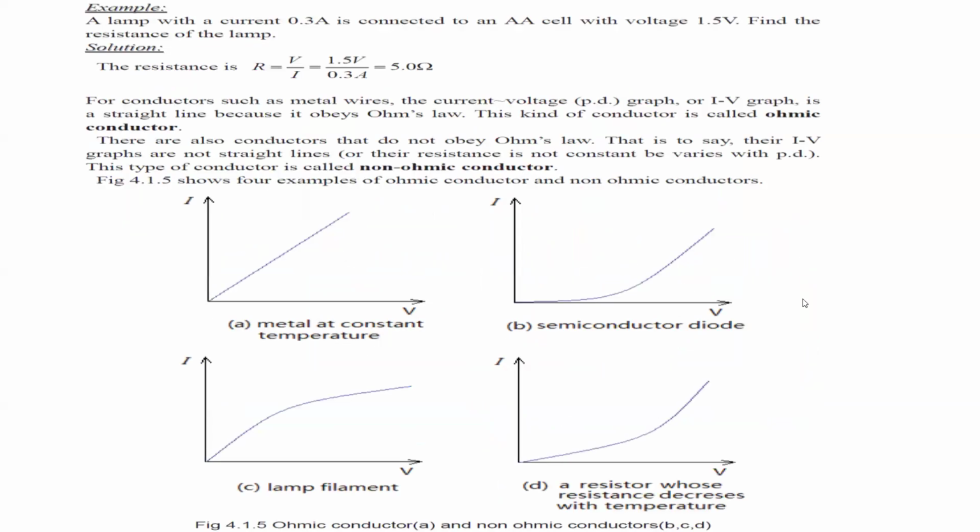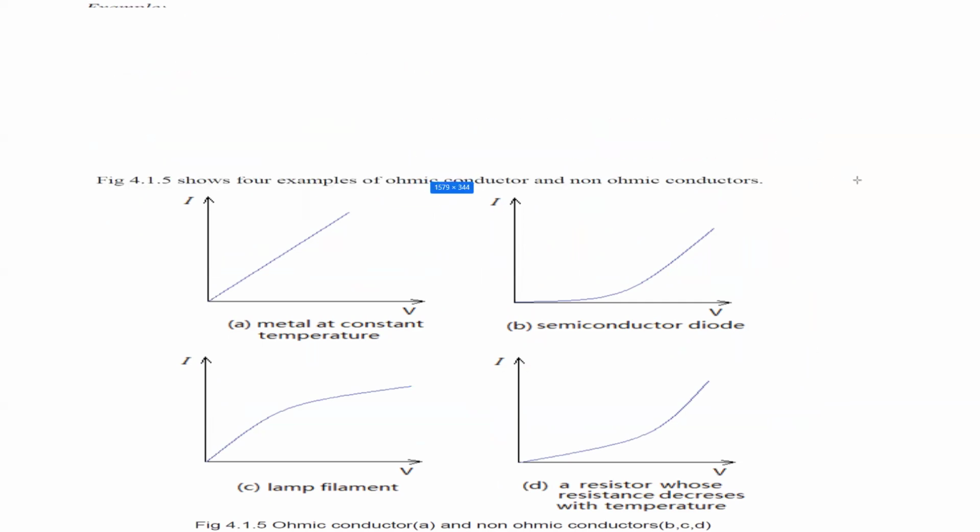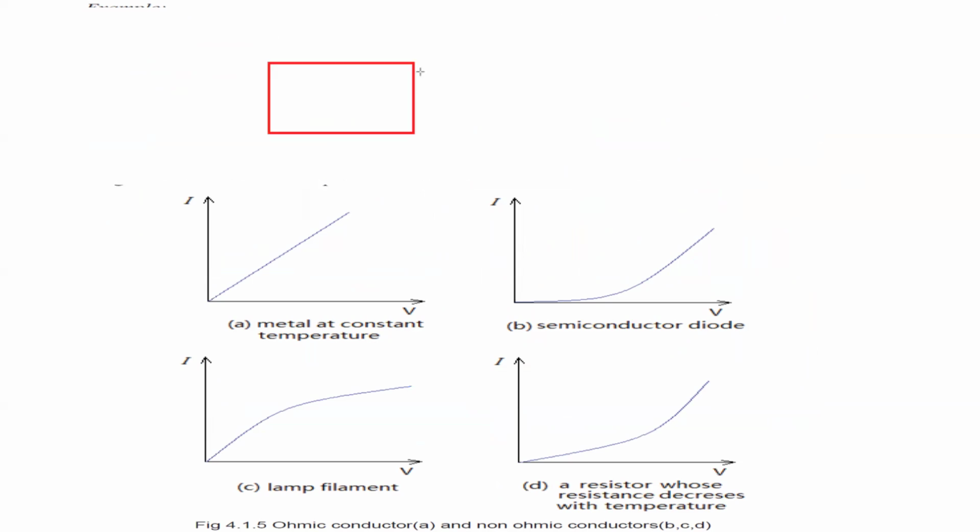So we have these IV graphs for different types of material, so we can explain them in terms of the number of the charge carriers. The first one is a metal conductor at a constant temperature, or we can also say ohmic conductor. We assume that the temperature is not changing. So what is the structure of a metal?